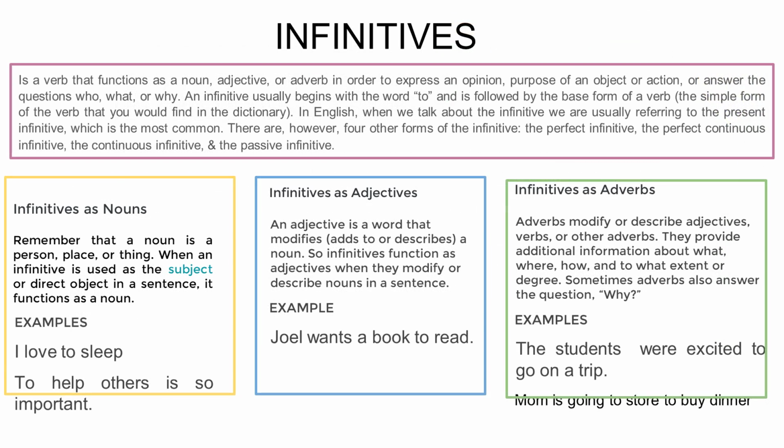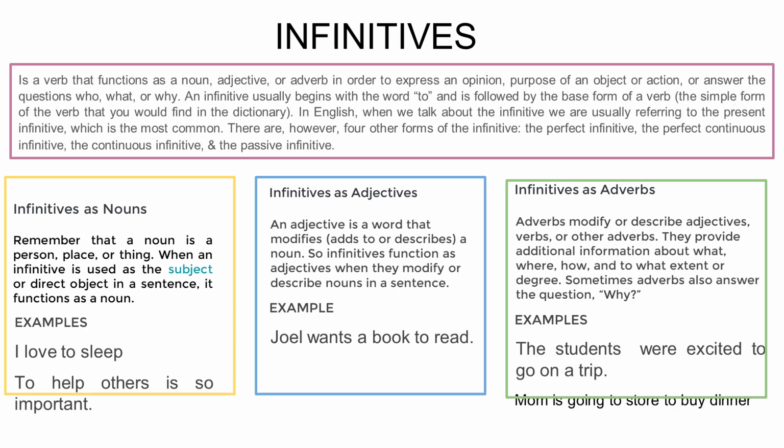Infinitives as a noun. Remember that a noun is a person, place, or thing. When an infinitive is used as subject or direct object in the sentence, it functions as a noun. An example is, I love to sleep. To help others is so important.